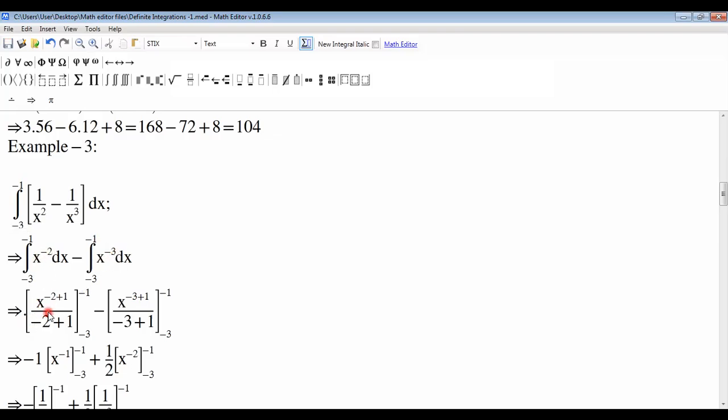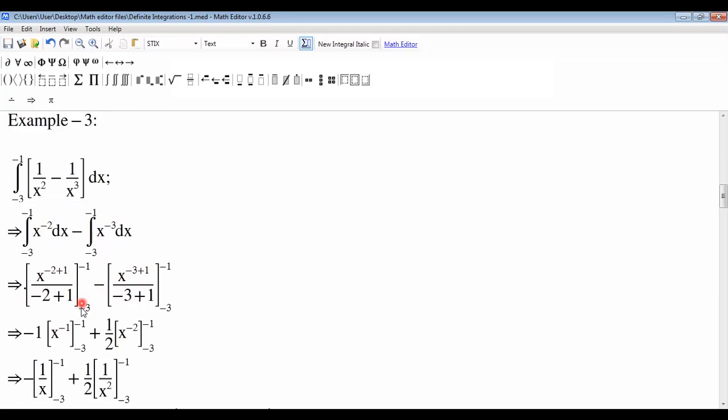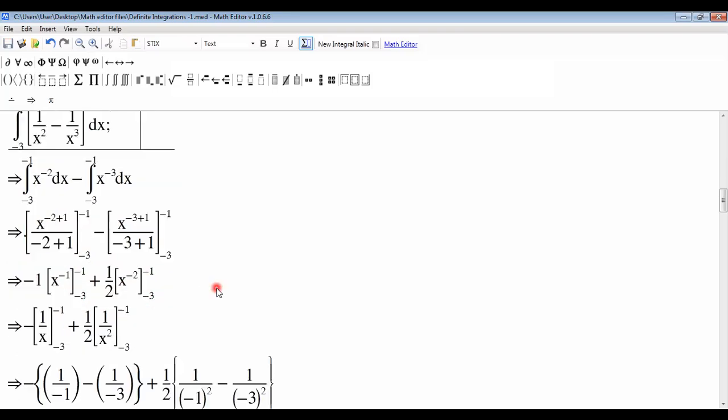So using the power rule, x to the power n formula, we get x to the power minus 2 plus 1 divided by minus 2 plus 1, and here x to the power minus 3 plus 1 divided by minus 3 plus 1. Just putting the upper limit and lower limit within brackets. Now minus 2 plus 1 means minus 1, so this will be minus 1 and x to the power minus 1, and here x to the power minus 2, since minus 3 plus 1 means minus 2.